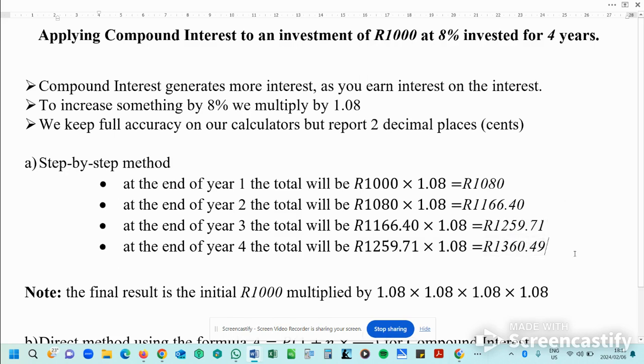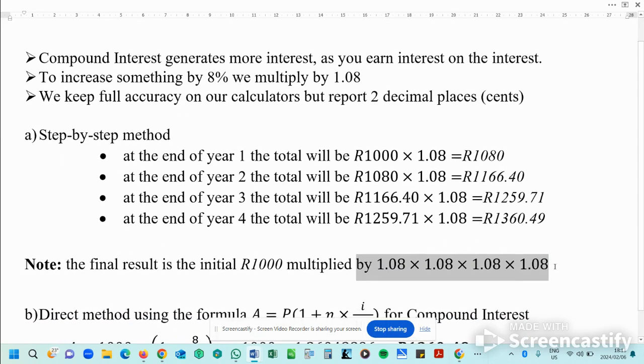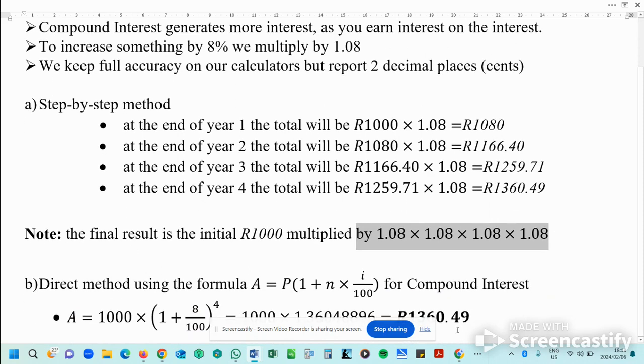And what we've effectively done, if you think about those 4 bullet points, is that the original amount has been multiplied repeatedly by 1.08: first time, then a second time, then a third time, then a fourth time, 4 times in total. But of course, in mathematics, we'd write that as 1.08 to the power 4. And that's what leads us to the direct method, which is very simple. But remember, this is just for compound interest.